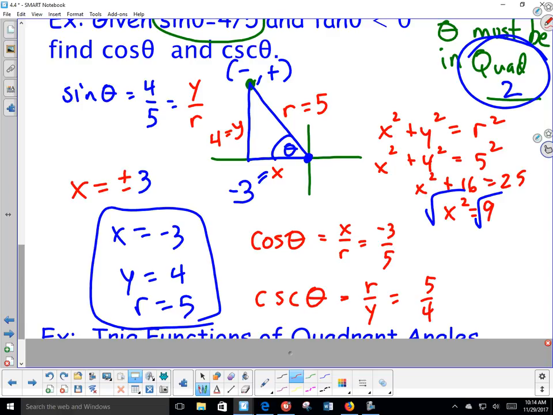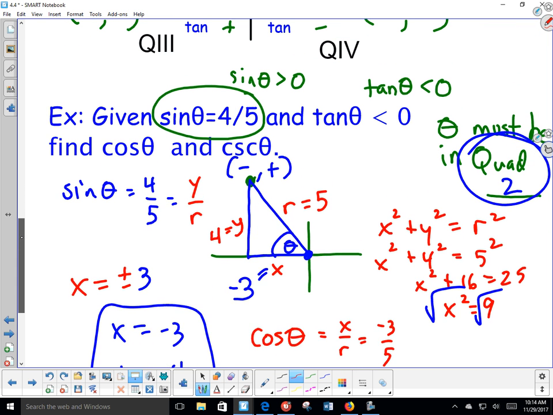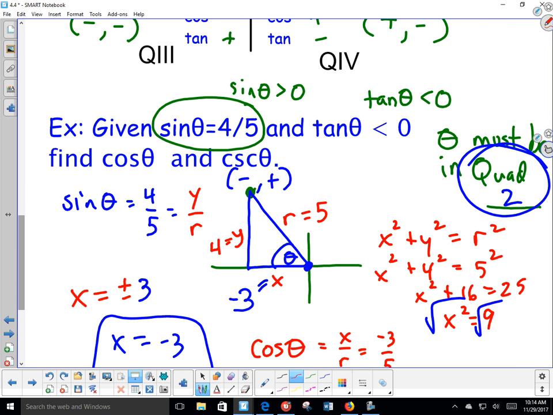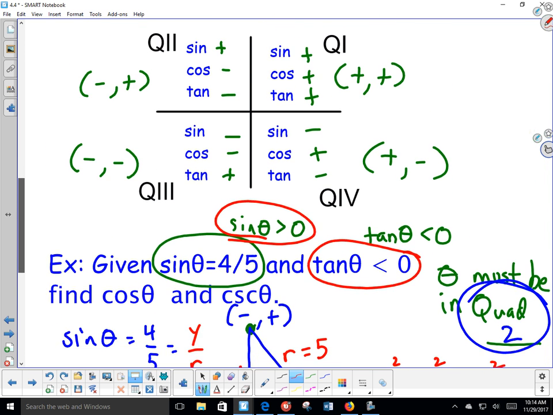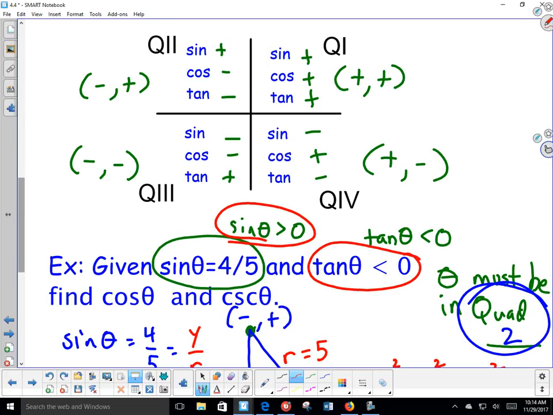How did you know that it was in quadrant 2? We were detectives, we used some clues. They told us that the sine of theta was 4/5, which means that the sine is positive, and we were told that the tangent of theta was negative. So then we said, in which quadrant is sine positive but tangent negative? And that would be right here in quadrant 2. Sine is positive, tangent's negative. Are we okay with this?